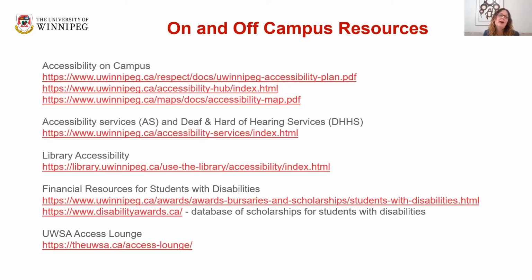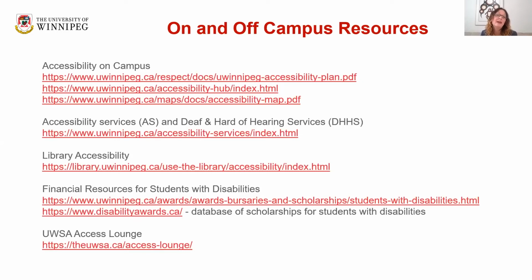The library has its own page related to accessibility. So there's more details in that section. Students with disabilities are also eligible for additional financial resources. There is a list of awards and scholarships available in that link, and they're connected to the university, but it also includes awards outside the university as well. I've also included a website, disabilityawards.ca, which has a database of scholarships for students with disabilities that it's worth having a look at as well.